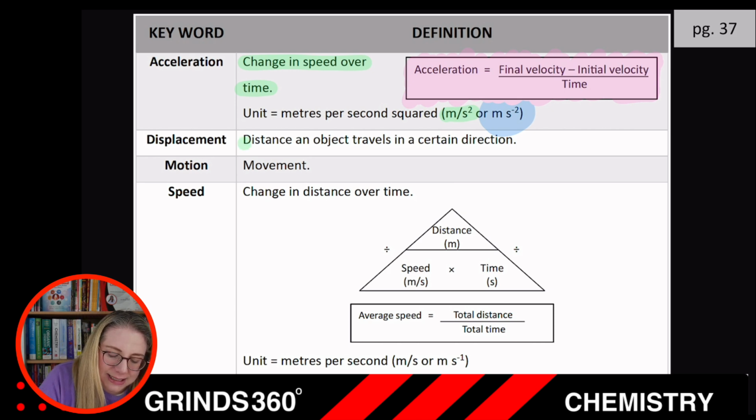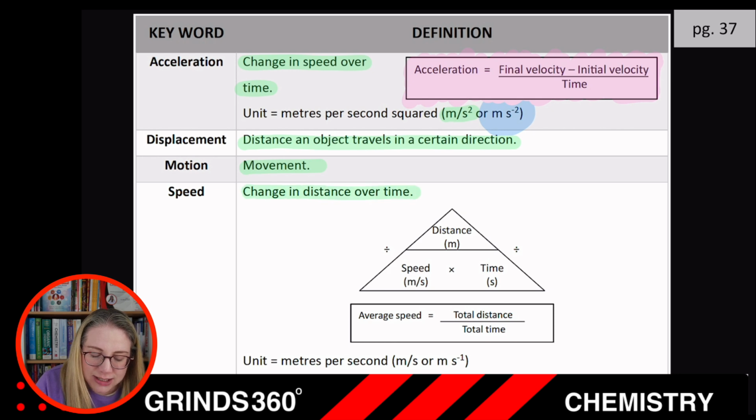Now, displacement is the distance that an object travels in a certain direction. Displacement is very similar to distance. It's how far you have moved from your starting position. The motion, that just means movement. So this topic is called motion. So it's just talking about how things move. It's actually linked to forces, which is a different topic.